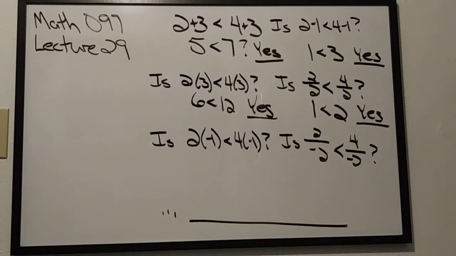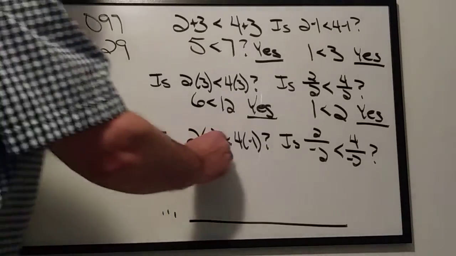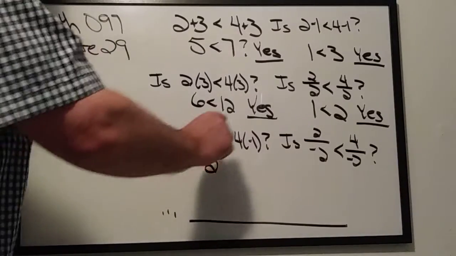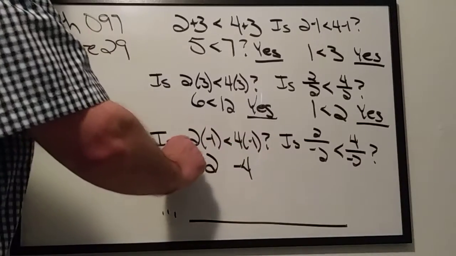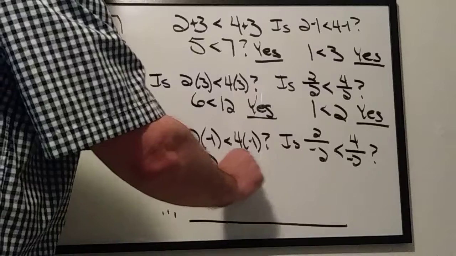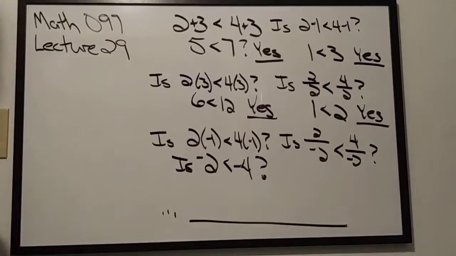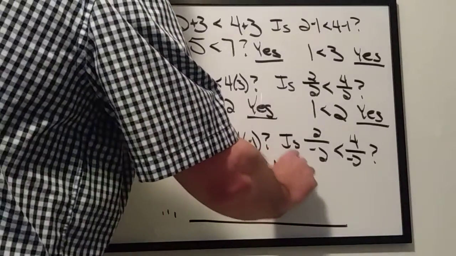Is 2 times negative 1 less than 4 times negative 1? If I multiply both sides by a negative number, are we still going to be valid? Well, let's try it. 2 times negative 1 is going to be negative 2. 4 times negative 1 is going to be negative 4. So the question here is, is negative 2 less than negative 4? Well, the answer on that one is no.